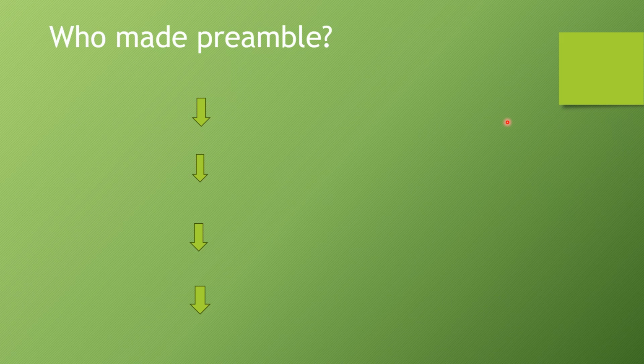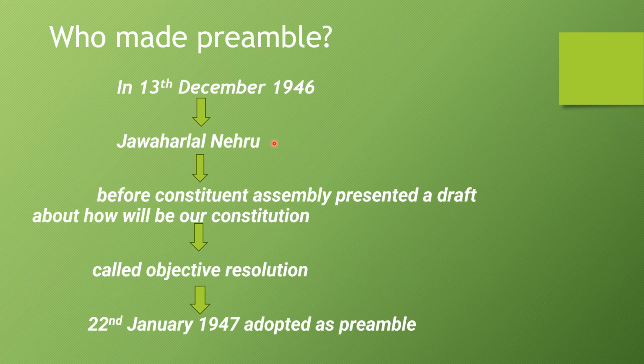So who made this preamble? It was in 1946, 13th December. Jawaharlal Nehru, our first Prime Minister, before the Constituent Assembly, presented a draft about how our constitution will be. And this draft is called Objective Resolution. And this draft was adopted on 22nd January 1947 as our preamble. So I hope this is clear for you. You should know the history.